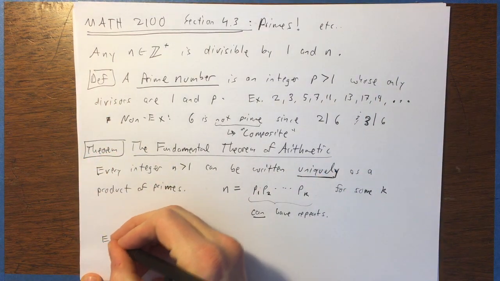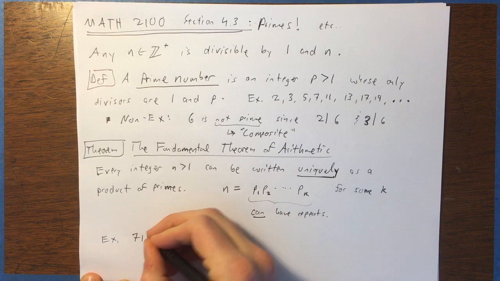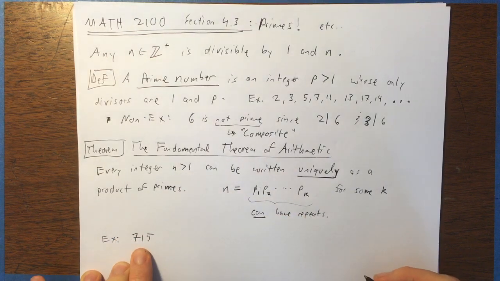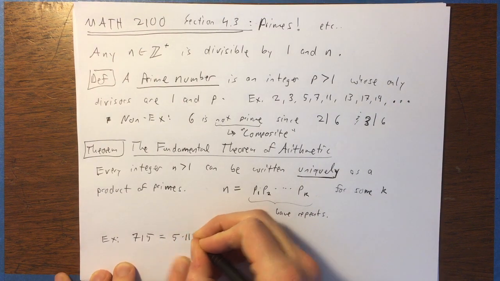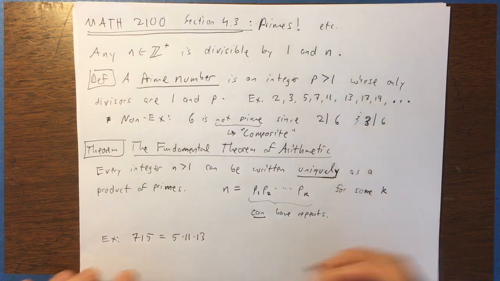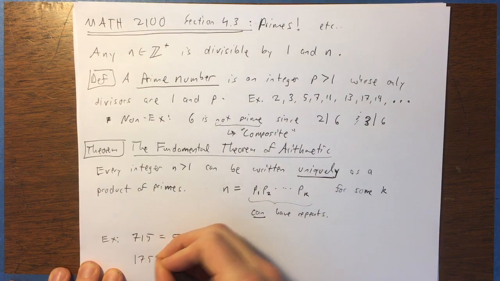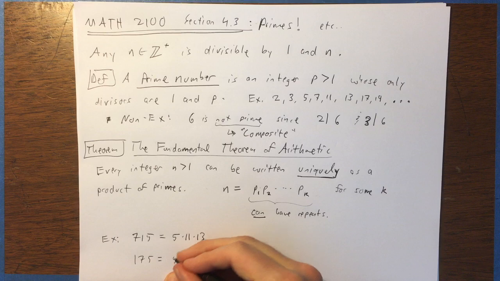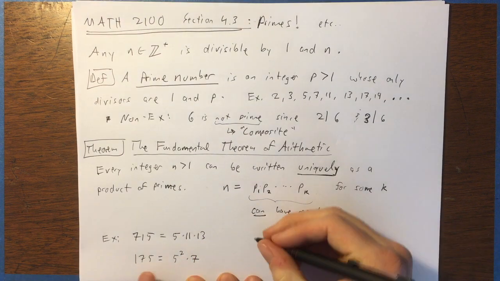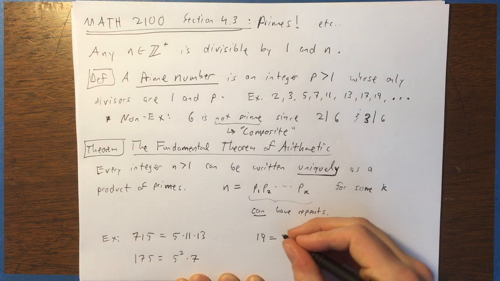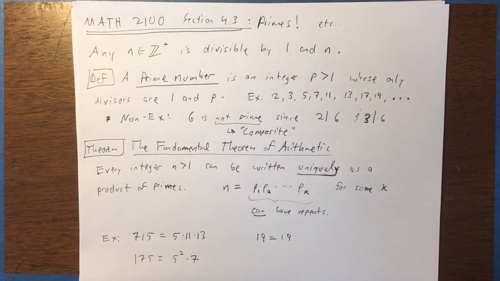Now, let's give a quick example. A couple examples here. 715 is a number. It's composite. Its prime decomposition is 5 times 11 times 13. 175, its prime decomposition is 5 squared times 7. What about an actual prime number, like 19? Its prime decomposition is just 19. That's it. It's got only one number in its prime decomposition.